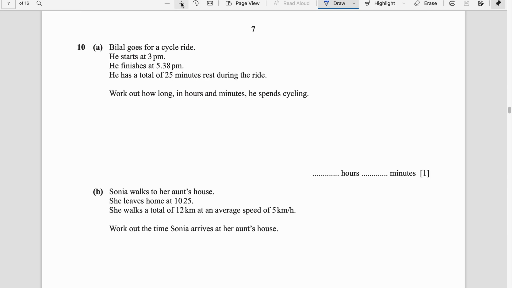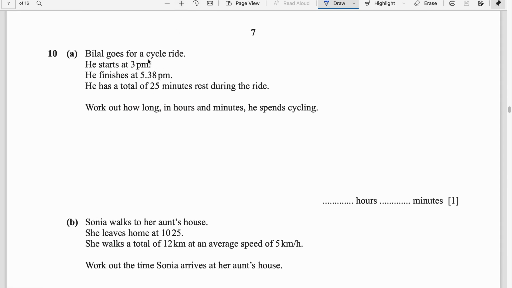Question number 10. Bilal goes for a cycle ride. He starts at 3 p.m. He finishes at 5:38. He has a total of 25 minutes rest during the ride. Work out how long in hours and minutes he spends cycling.